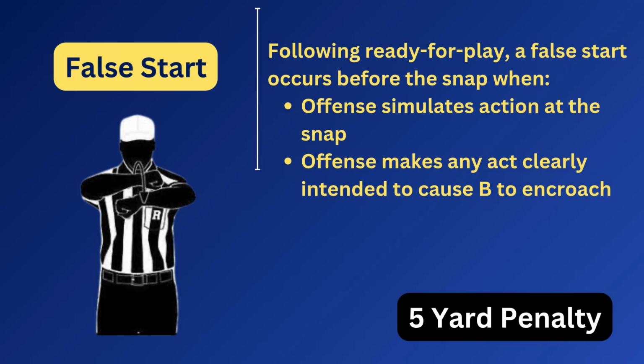Similar to encroachment, we have false starts, and those are only on the offense. So a false start is slightly different. It's when the offense simulates action at the snap, right? So we know if an offensive player jumps forward before the ball is snapped, that's going to be a false start. Or if they make any act clearly intended to cause B to encroach. So those would be considered false starts, also a dead ball penalty.